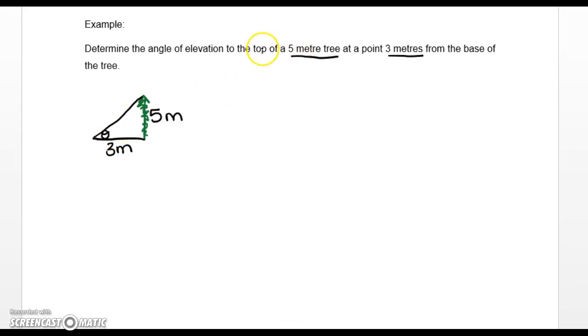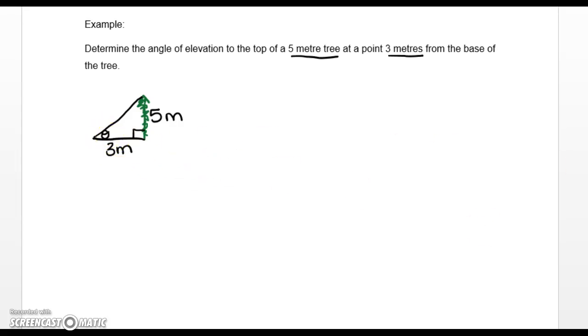And then we know that the top of a 5-meter tree tells us the height, and then at a point 3 meters away. So here we have a nice right triangle. And so now what we have to do is find this angle theta.